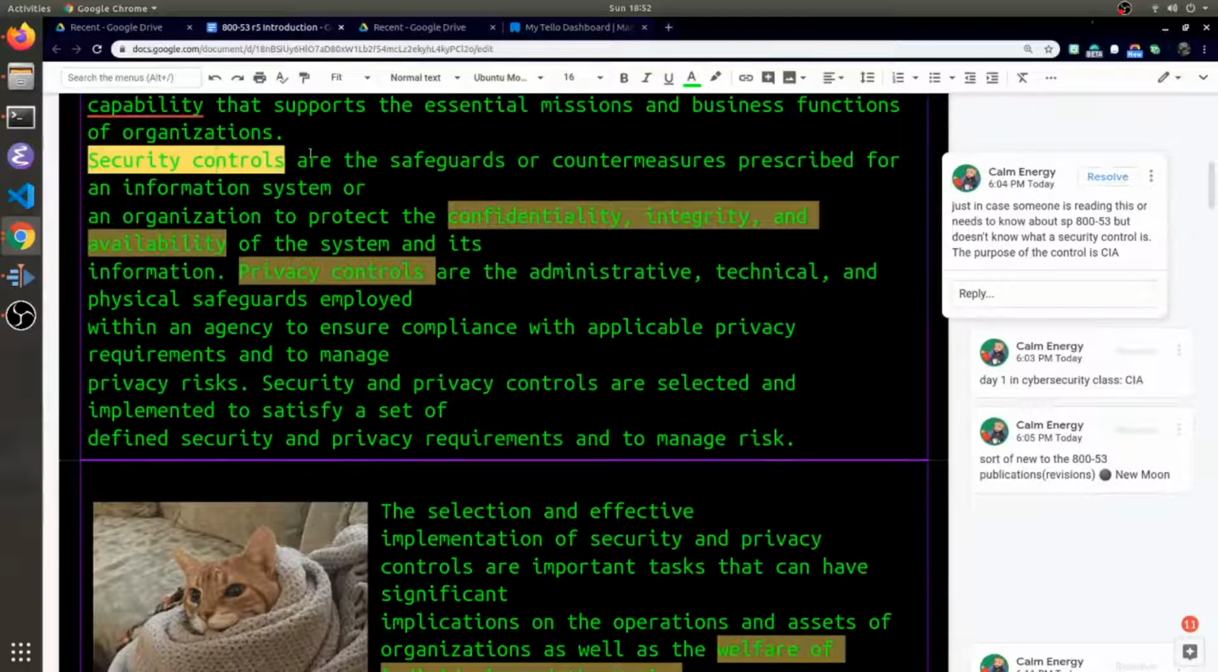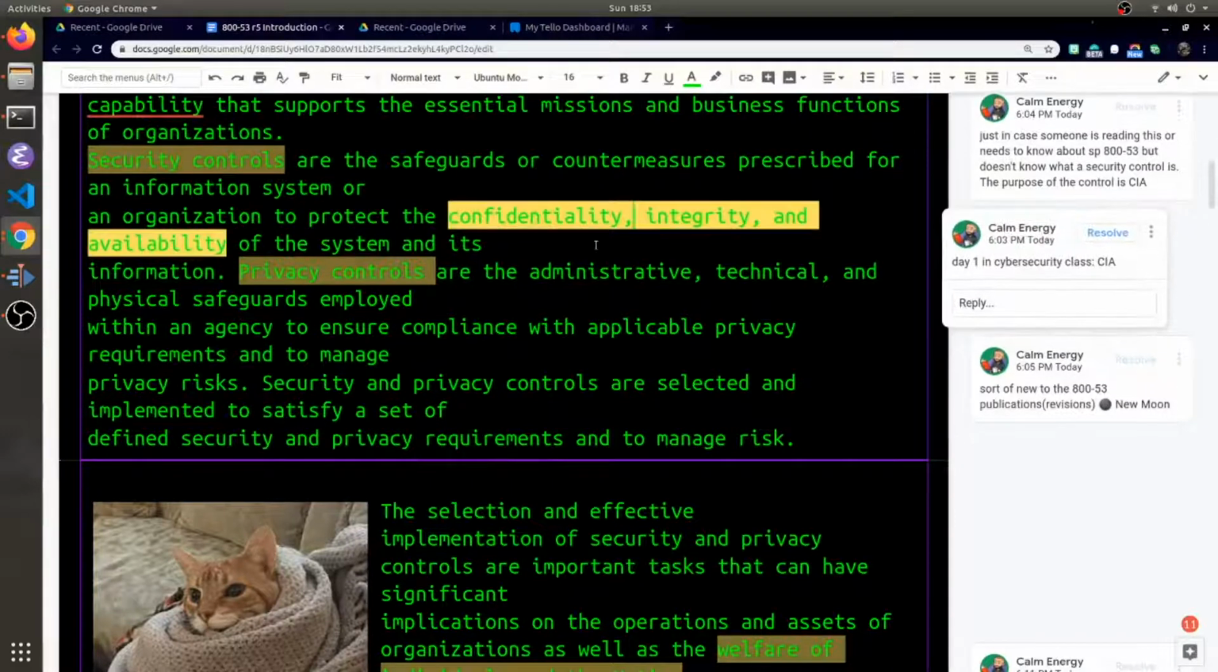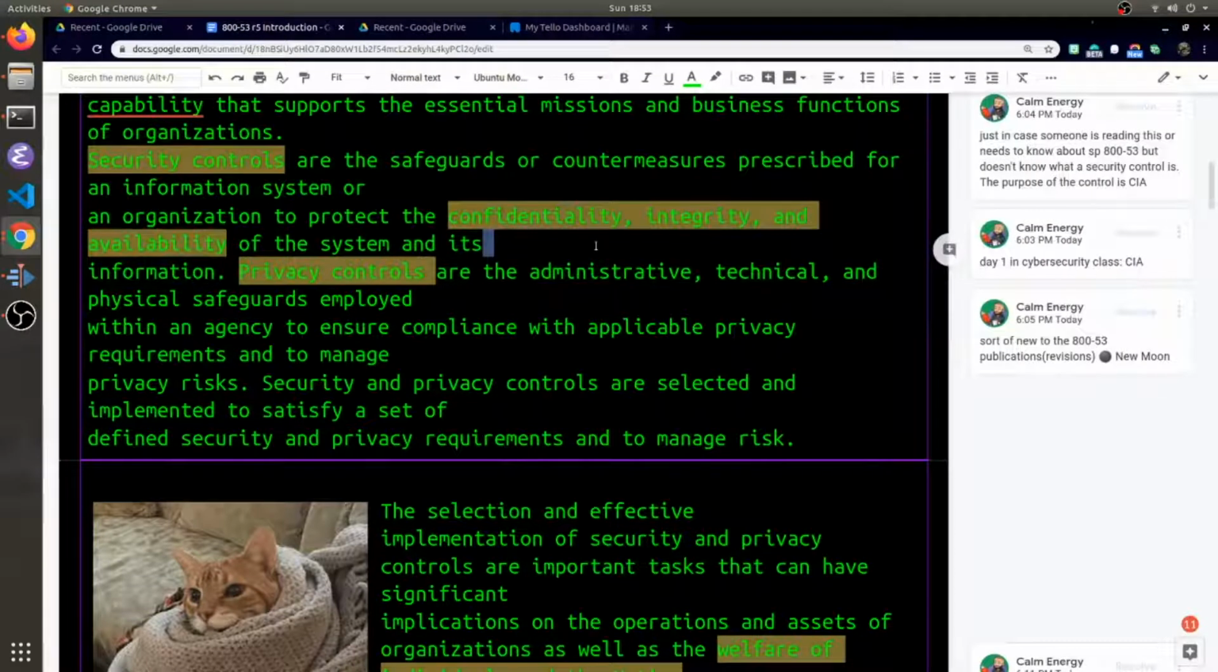Now they're going to define what a security control is. I thought this is good in case somebody's reading this and they didn't know anything about SP 800-53. Maybe they know their organization needs to implement this, but they didn't really know what a security control is, or all the security controls in the catalog. And then maybe for them to be able to connect it with the purpose of it. The purpose of a security control is to maintain confidentiality, integrity, and availability of the systems, or as they say, of the system and information on the system.